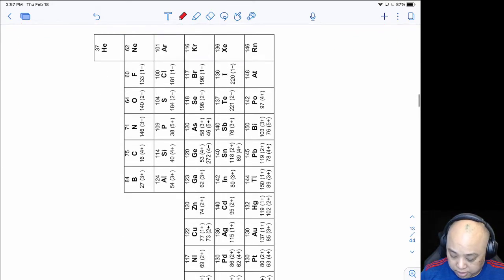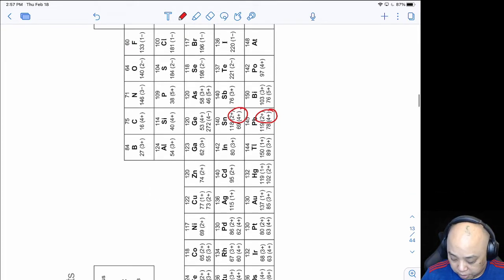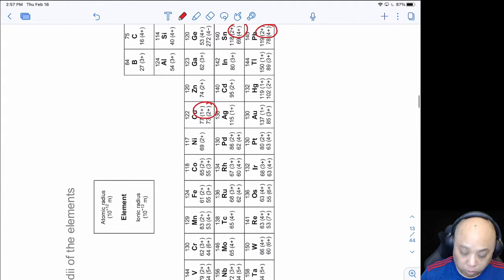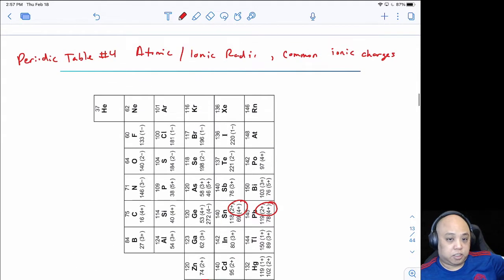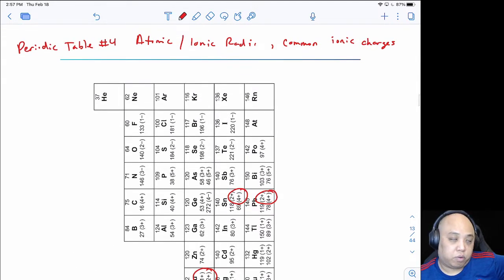Notice here that tin and lead have multiple oxidation numbers of 2 plus and 4 plus. Copper is 1 plus and 2 plus. Cobalt is 2 plus and 3 plus. Things like that. So this is your one-stop place to find out these common charges and these common values for each of these elements in their ionic state.